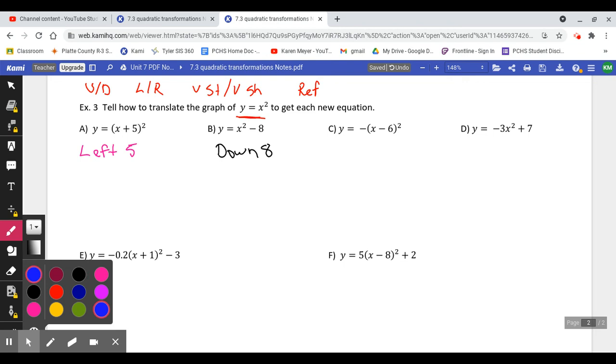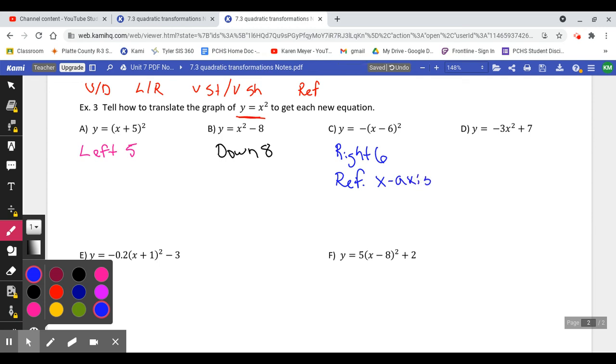This one, no up, down, because I don't see any number behind. Left, right, parentheses, so yes, opposite. So on this one, you would want to say right 6. And I see a negative out in front, and negative means reflection on the x-axis.